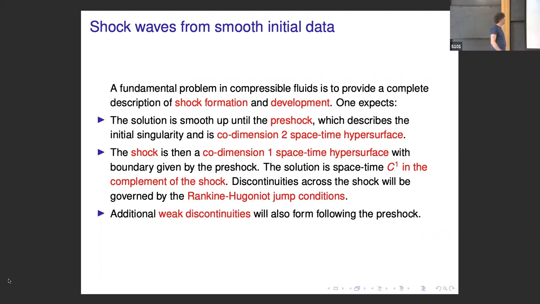The solution will be smooth up to a pre-shock where the initial singularity occurs. The pre-shock will be a codimension 2 space-time hypersurface. The shock will be a codimension 1 space-time hypersurface with boundary given by the pre-shock. The solution will be C1 on either side of the shock, and you have discontinuities across the shock, governed by the Rankine-Hugoniot jump conditions. I'm going to make all this precise in the coming slides.